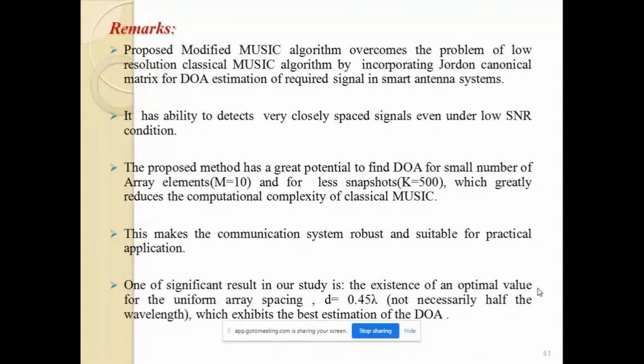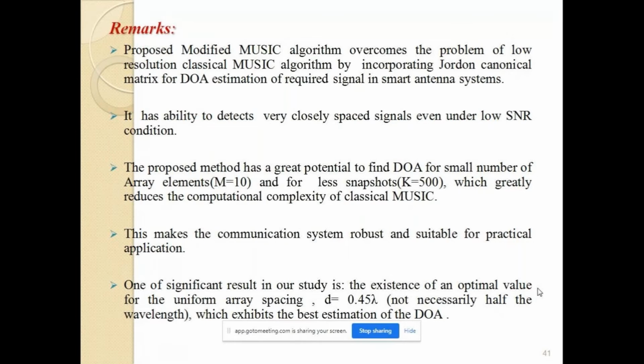The second outcome of this work is the ability to detect very closely spaced signals even under low signal to noise ratio. This is another important thing. When the uncorrelated or coherent narrowband signals are closely spaced, for example, one signal is coming at 2 degrees and another at 5 degrees, in such a situation also our algorithm is able to produce a beam in the desired direction. So this is another advantage of the proposed method.